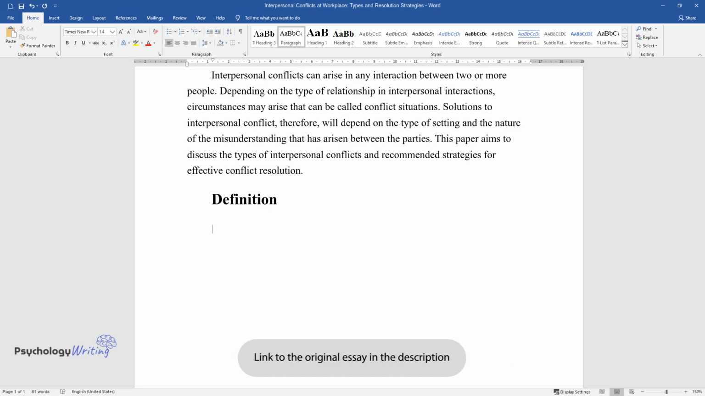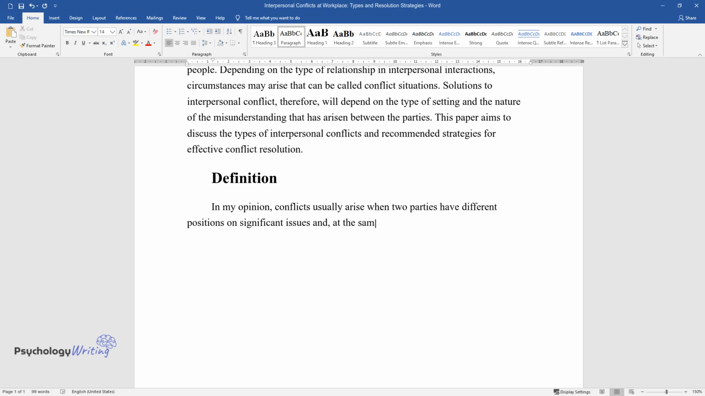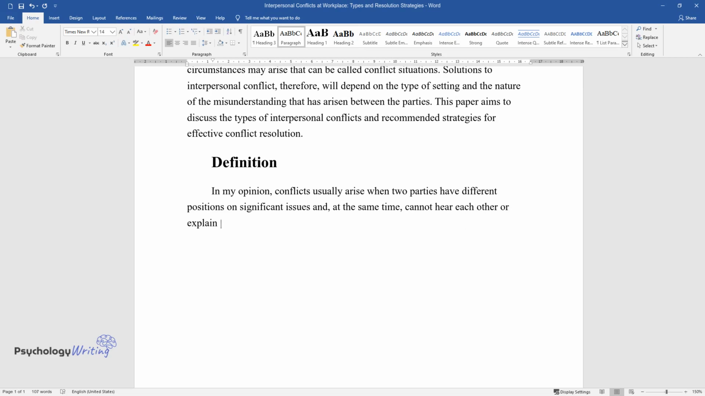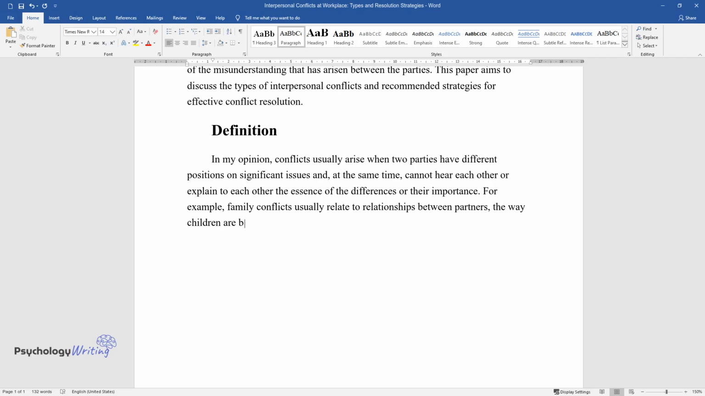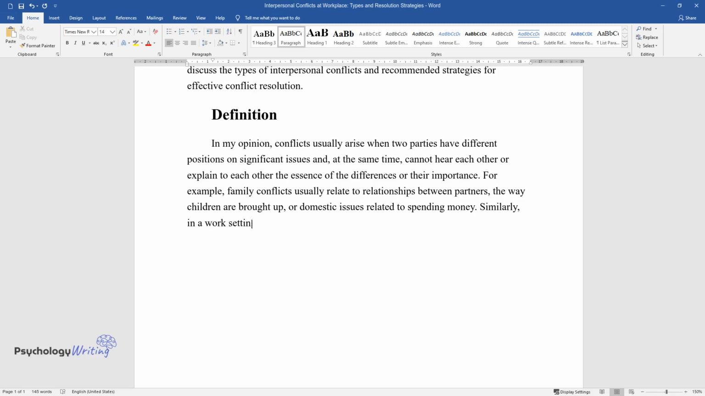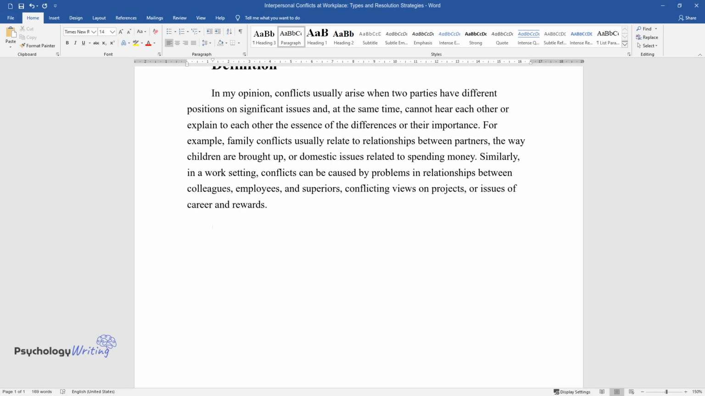Definition. In my opinion, conflicts usually arise when two parties have different positions on significant issues and, at the same time, cannot hear each other or explain to each other the essence of the differences or their importance. For example, family conflicts usually relate to relationships between partners, the way children are brought up, or domestic issues related to spending money. Similarly, in a work setting, conflicts can be caused by problems in relationships between colleagues, employees, and superiors, conflicting views on projects, or issues of career and rewards.